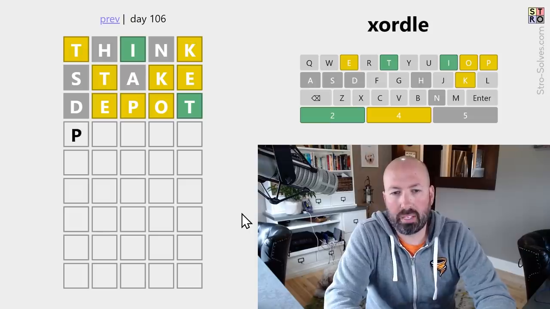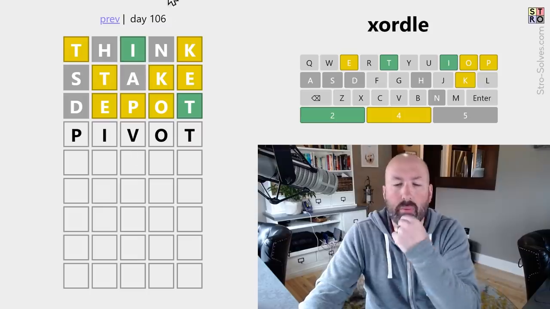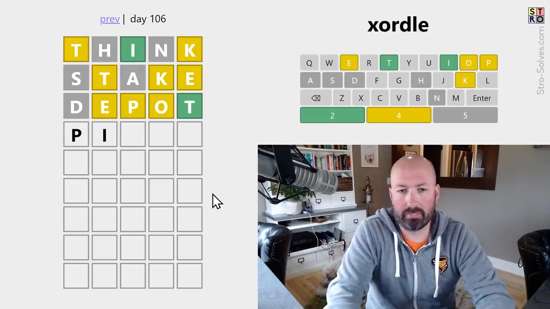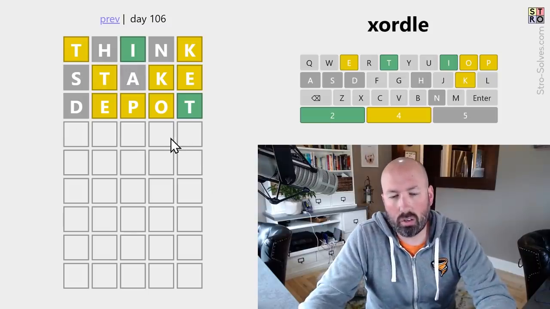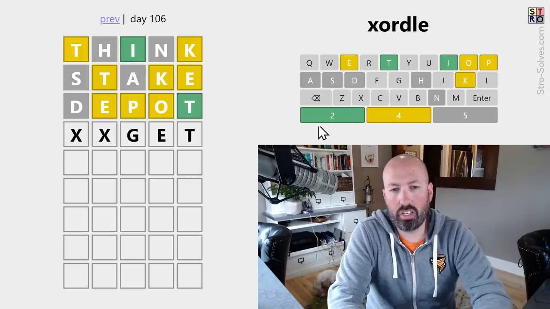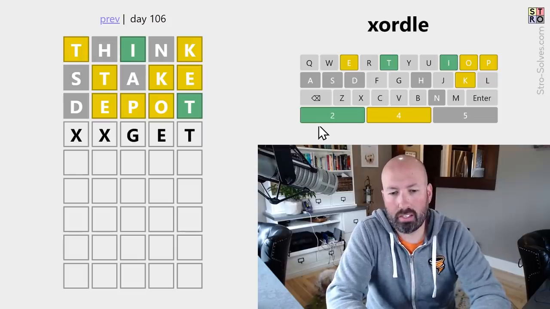With a P? Pivot? Oh, but we don't have an I. The I's in there, though. Oh, there's no O there, yeah, okay. So if there's no O, something G-E-T maybe? Something get?